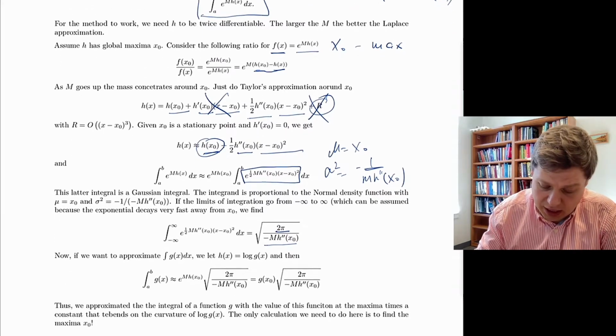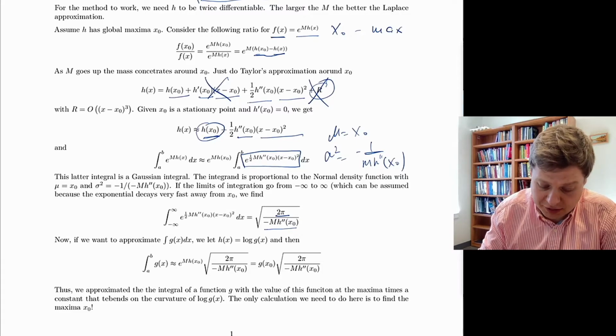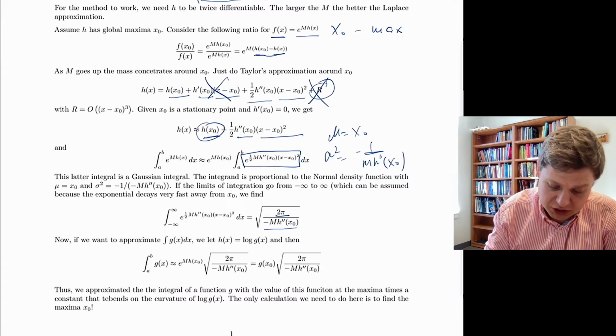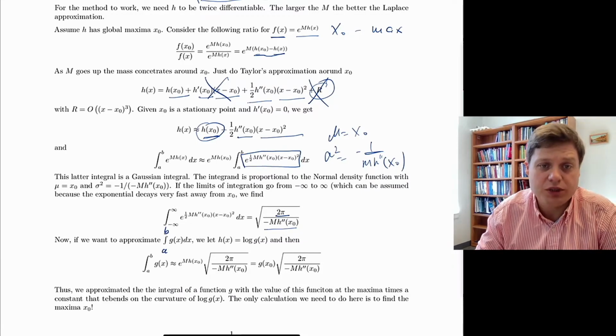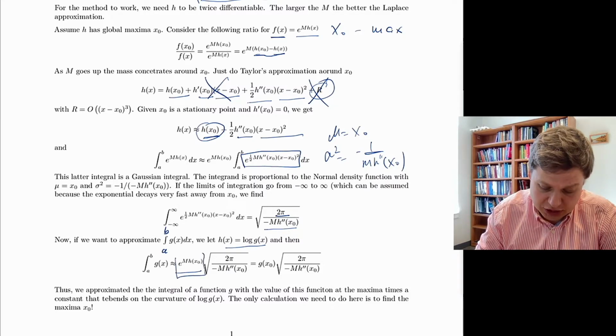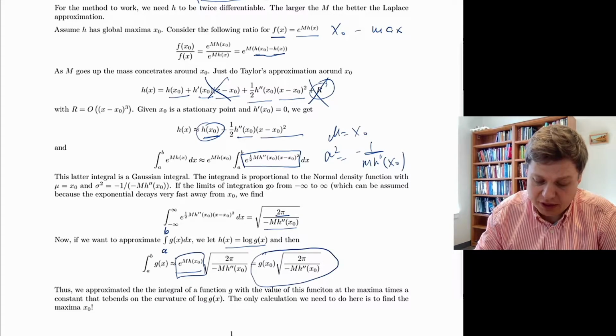And if we plug everything together now, so let's say we want to approximate an integral over some function g of x between, let's say, a and b, and we just put h of x to be the logarithm of that function, then we can approximate it by e to the m times h naught times this normalizing constant. And this is just g evaluated at x naught. So that's the expression we have for the integral.